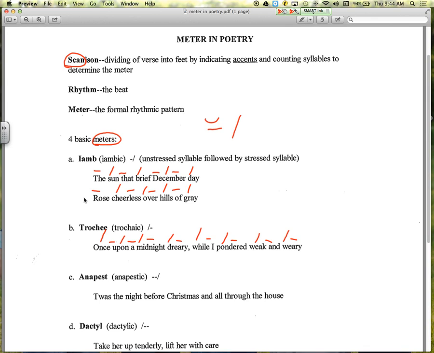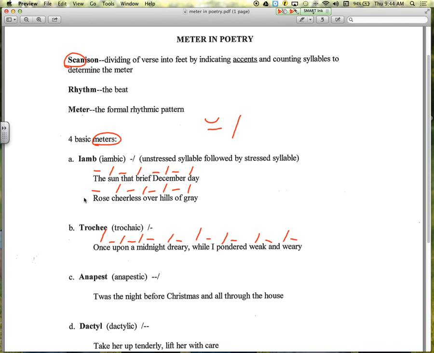All right, the third one is called anapest or anapestic. It is two unstressed followed by a stress. Dun dun dun, dun dun dun. It's kind of a fast beat. It's used a lot in children's rhymes, like 'Twas the night before Christmas, and all through the house, not a creature was stirring, not even a mouse.